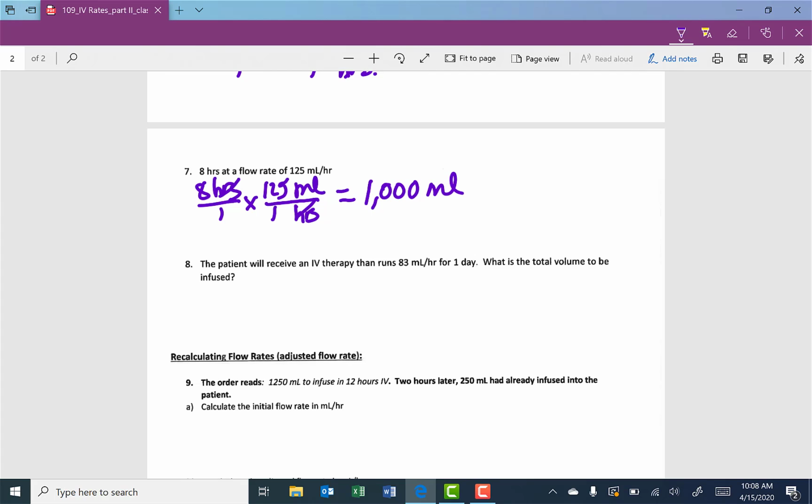Okay, number 8. The patient will receive an IV therapy that runs 83 milliliters per hour for 1 day. What is the total volume to be infused? Let's come back to that one.